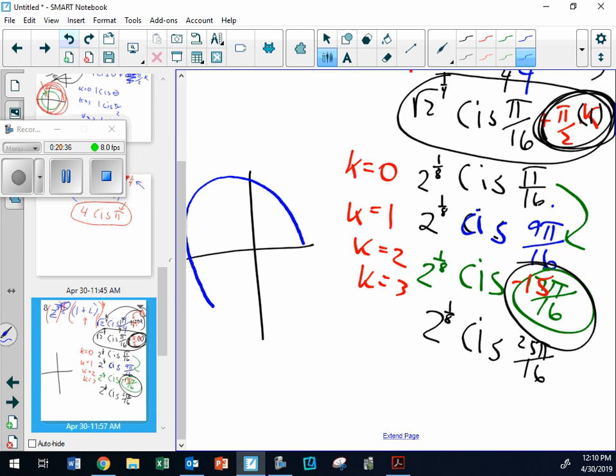If I went past 16 sixteenths, did I go all the way? What would all the way have been? 32. It helps me to write 32 pi over 16 here. Would you agree that's the same as 2 pi?